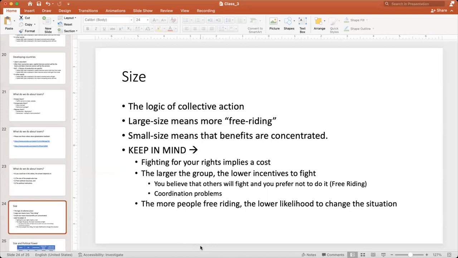And there are coordination problems. Yes, let's go fight. Yeah, but we have to fight together. We have to mobilize together. We have to march, and so on and so forth. So the more people free riding, the lower the likelihood of changing the situation. And that's what happens with the workers around the globe. Given that the size of the workers is bigger than the owners of capital, there is a collective action problem with the workers, and that's why workers have not been able to fight for their rights.